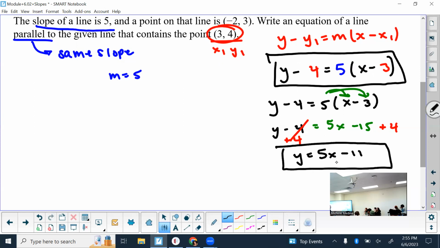So if it wanted it in slope intercept form, then do that. If it doesn't care, if it wants it in point slope form, then you can just stop there. But it just depends on your answer options. So questions on that? Okay, see what's next.